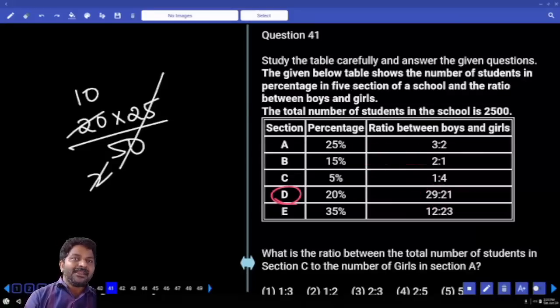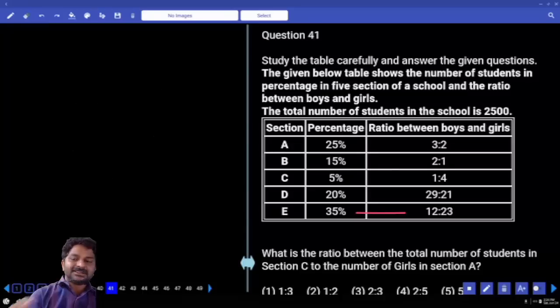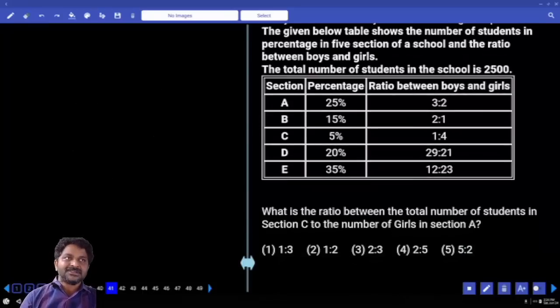Except this, for the remaining, direct values can be converted into percentage, correct? And now the last one, 35% divided into 35 parts. So each part is 1%, right? Okay, let's not prepare a table. Let's try to calculate the answers.